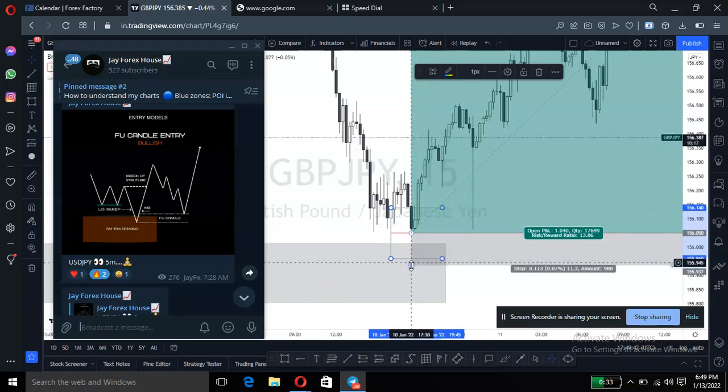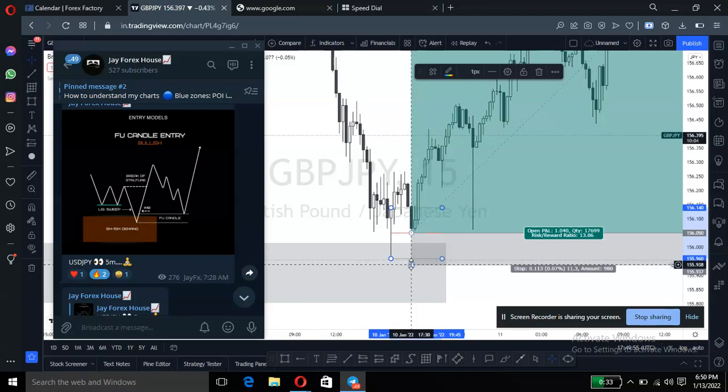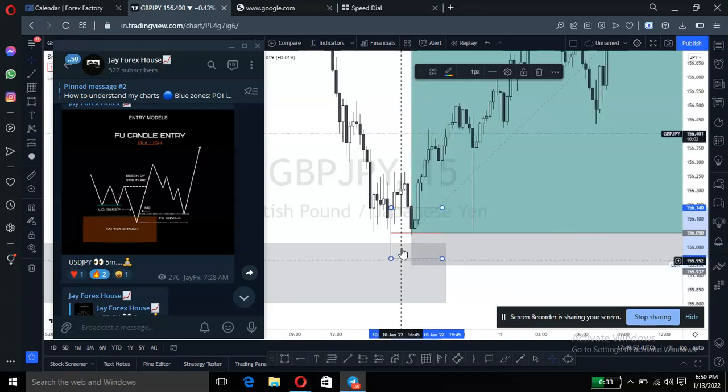And then you could place your stop loss just below the FU candle, because if this gets stopped out, it means they're probably going to go a little bit lower. So it's safer to take a trade by placing your stop loss below. That's the best risk reward you could actually get using an entry candle.